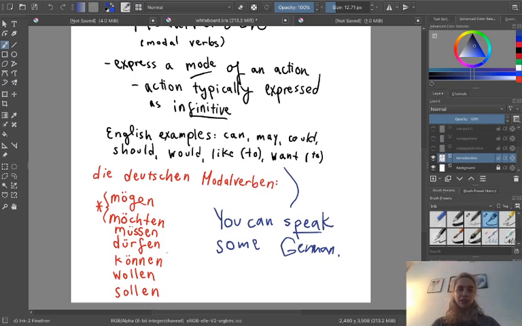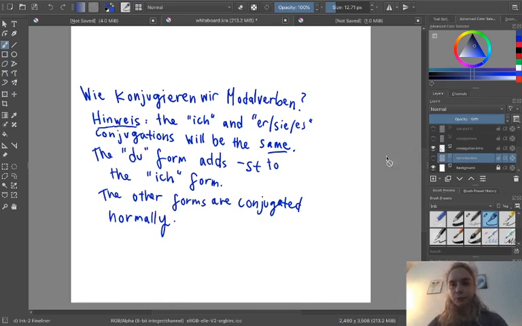Müssen, must, dürfen, like may, to be allowed to, to be permitted to, können, can, wollen, want to, shall, sollen, should. So I'm going to go over the conjugations briefly.